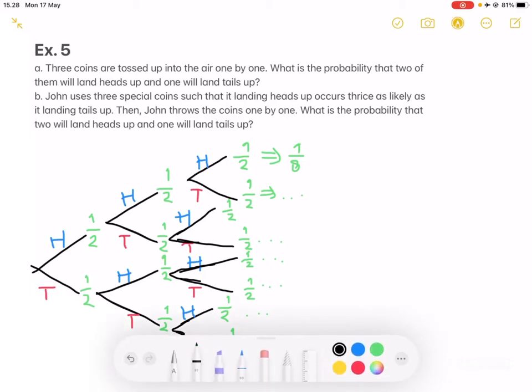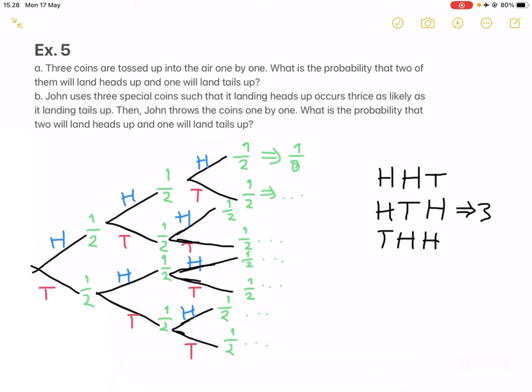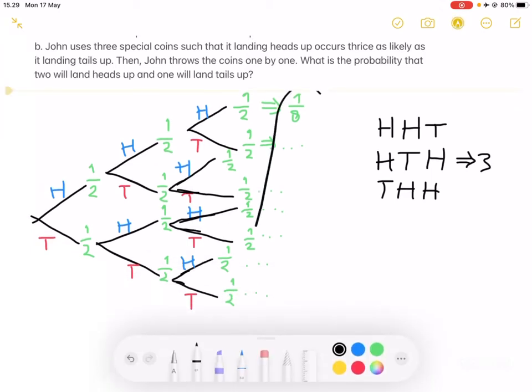Notice that the following series of events could happen. So we can have heads first, and then heads on the second one, and then tails on the third one, or heads, tails, heads, or tails, heads, heads. So there are 3 of them. And since the probability of each case right here is 1/8, we can just multiply 3 by 1/8 to get our answer. So our answer for part A will be 3/8.